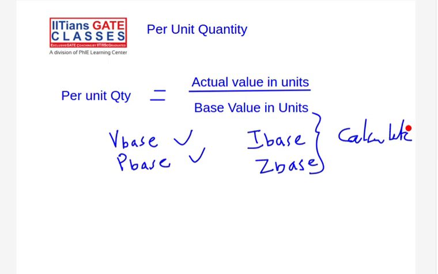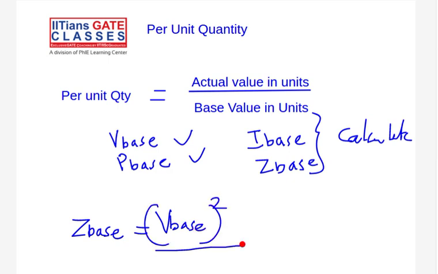Just one quick recap. What did we calculate Z base as? Z base is equal to V base the whole square divided by P base. I hope you remember this, right?